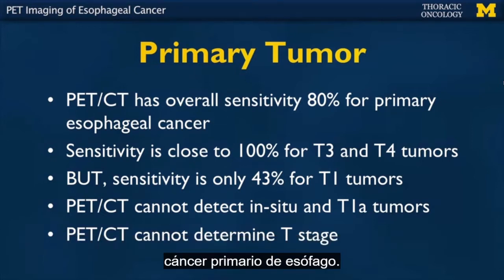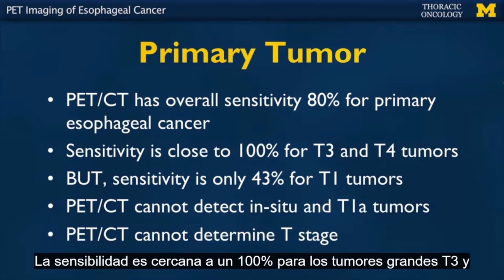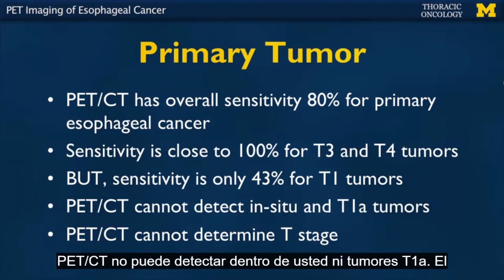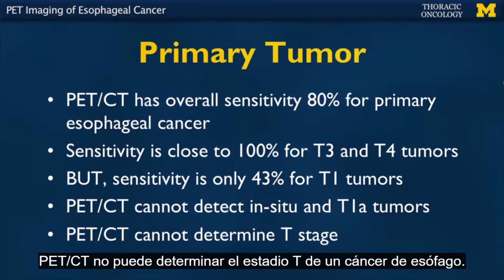The sensitivity is close to 100% for large tumors, T3 and T4, but the sensitivity is only 43% for smaller T1 tumors. PET-CT cannot detect in situ or T1A tumors. PET-CT cannot determine the T stage of an esophageal cancer.